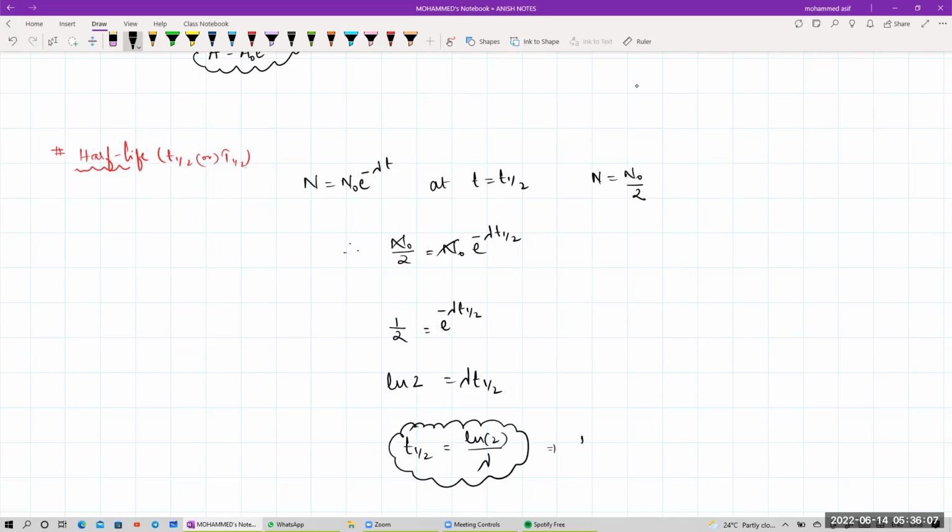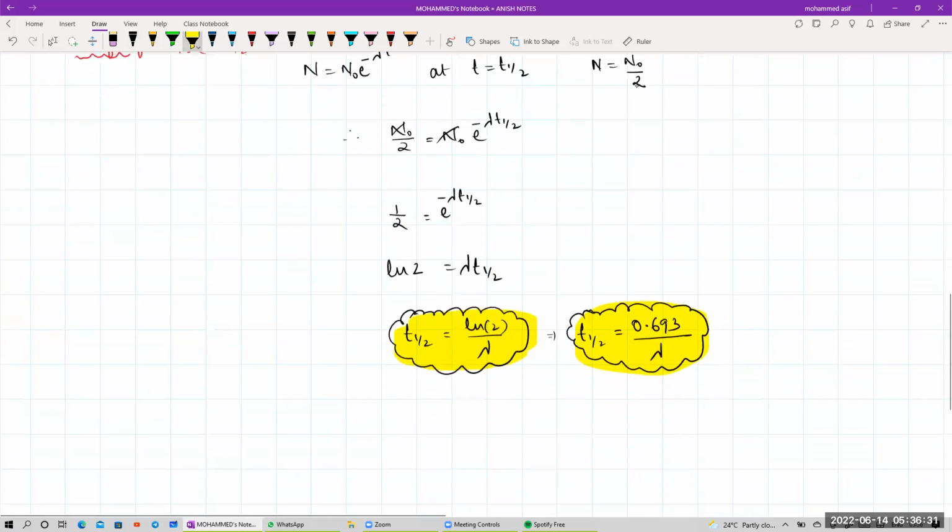Or this is also written as T half is equal to 0.693 divided by lambda. Clear? Yes, sir. T half is equal to 0.693 divided by lambda. So this is a very important formula to be remembered. Half-life is given by the formula T half is equal to ln 2 divided by lambda, or T half is equal to 0.693 divided by lambda. Clear?